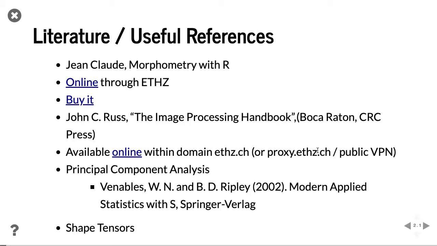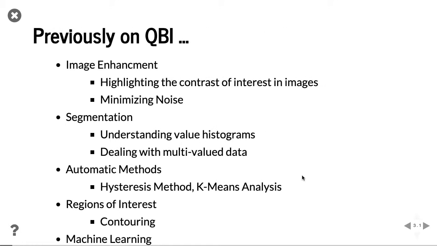Again, there's quite a few literature and useful references. We have the Morphometry with R book, and even though we don't really use R as a language, it's very similar to Python and MATLAB, so it covers a lot of the ideas, how you do the measurement fairly well, and what those measurements mean. The Image Processing Handbook, as we've had before, and then a few smaller things on principal component analysis and shape tensors if you're interested in the details of that.